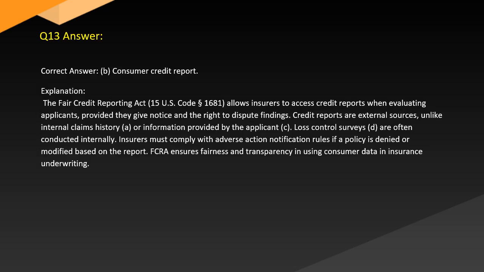Answer. Correct answer B. Consumer credit report. Explanation. The Fair Credit Reporting Act, 15 U.S. Code §1681, allows insurers to access credit reports when evaluating applicants, provided they give notice and the right to dispute findings. Credit reports are external sources, unlike internal claims history, A, or information provided by the applicant, C. Loss control surveys, D, are often conducted internally. Insurers must comply with adverse action notification rules if a policy is denied or modified based on a report. FCRA ensures fairness and transparency in using consumer data in insurance underwriting.